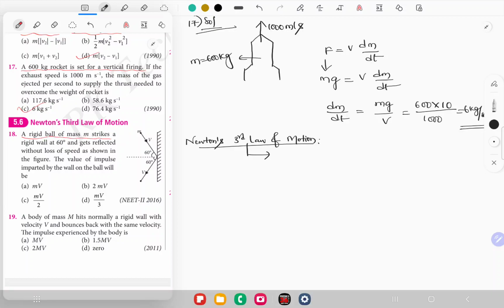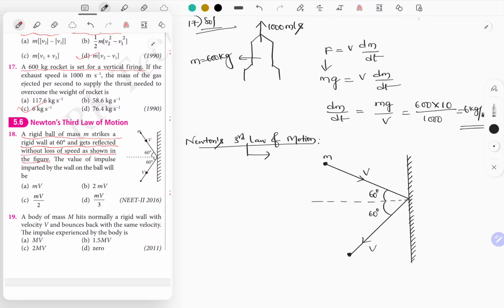A rigid ball of mass m strikes a rigid wall at angle 60 degrees and gets reflected without loss of speed as shown in the figure. Okay. So this is the diagram. They're asking the value of impulse imparted by the wall on the ball. They're asking impulse in the sense they're asking change in momentum. Okay, so let us see.